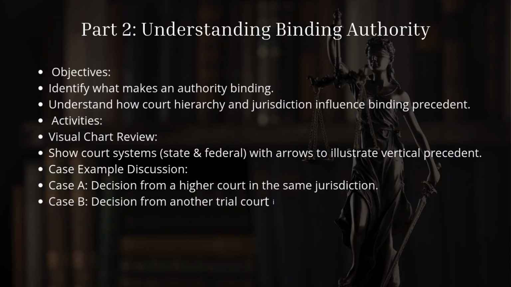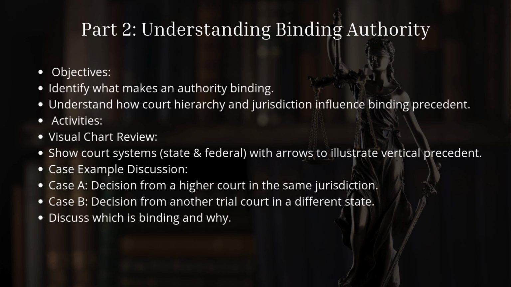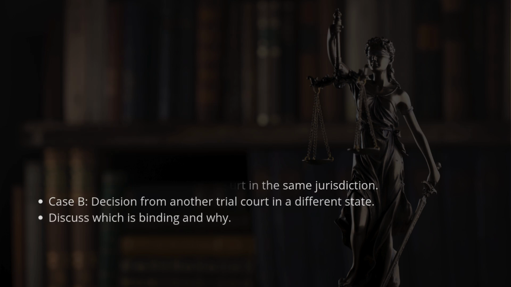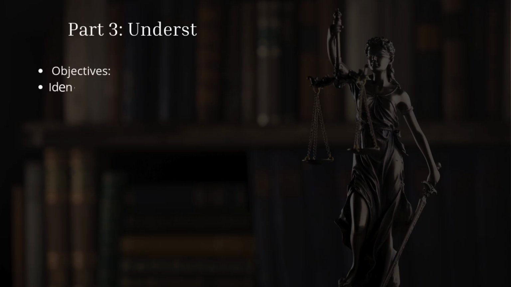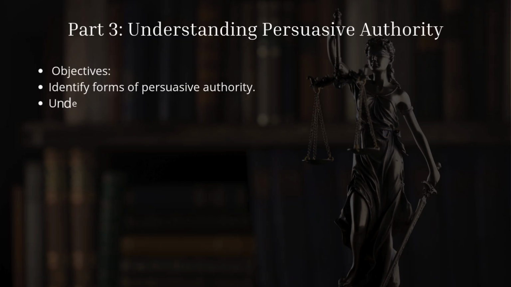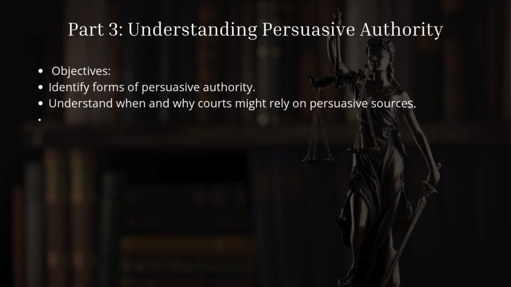Activities. Visual chart review. Show court systems, state and federal, with arrows to illustrate vertical precedent. Case example discussion. Case A: decision from a higher court in the same jurisdiction. Case B: decision from another trial court in a different state. Discuss which is binding and why.